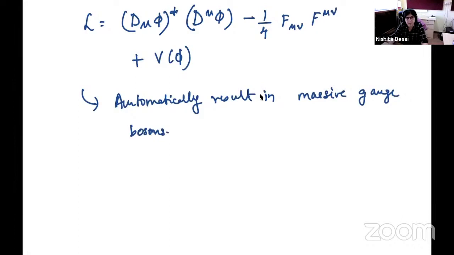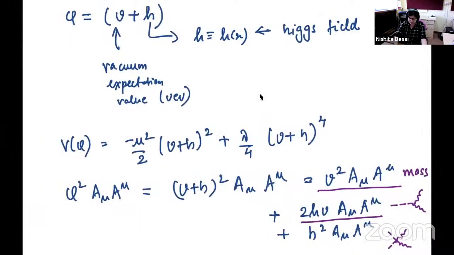You start with a scalar, you charge that scalar under a gauge group, so it has this local symmetry of this exponential transformation. And if you provide a potential for this scalar that has a minimum away from zero, then that will automatically result in the gauge boson getting a mass. Okay, so this process of getting a vacuum expectation value other than zero is also called spontaneous symmetry breaking.